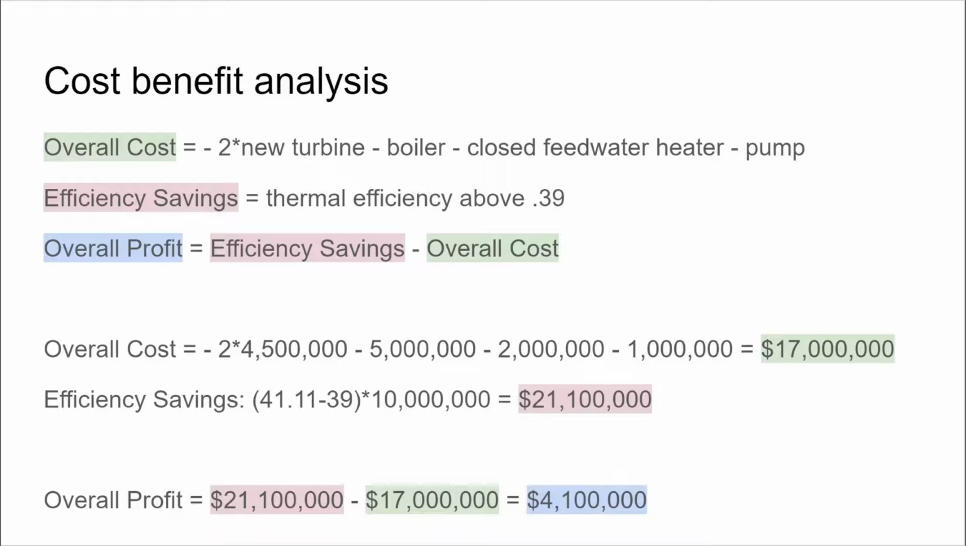For the overall cost-benefit analysis, we pay for the price of 2 new turbines, 1 feed water heater, and 1 pump used. However, we earn money for each percentage of our efficiency that is above 39%. So with an initial budget of 18 million and only using 17 million of that initial budget, we end up earning $21.1 million from the efficiency savings, and then our overall cost-benefit analysis lands us at 4.1 million saved.